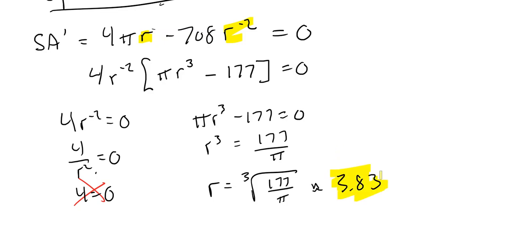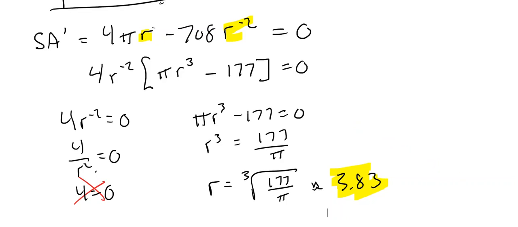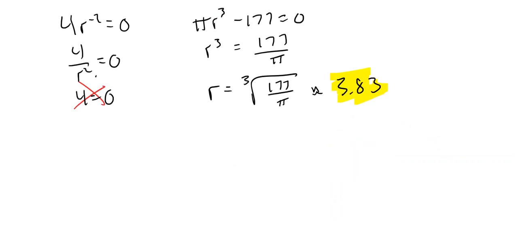Now, in the homework problems, they may be rounded to 1 place, they may be rounded to 2 places. In some cases, it'll say to round to the nearest integer. All right. So I'm just going to leave this to 2 decimal places. So the radius of the can needs to be 3.83 centimeters in order to minimize the surface area. And we're not done, because we need to find h. Well, how do we find h? Well, we have to go back to our formula, our constraint, volume equals pi r squared h.